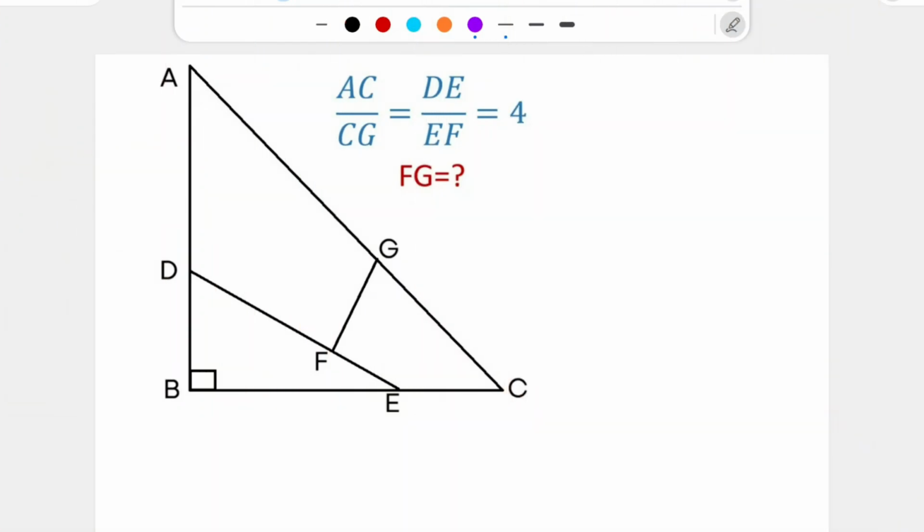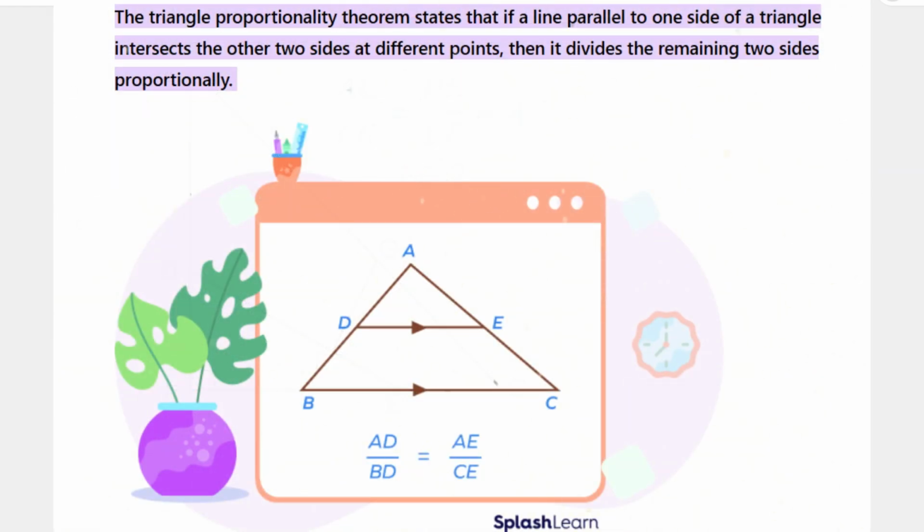We're given the triangle and also the proportion AC over CG is equal to DE over EF. In this sort of problem, when you're given a proportion and a triangle, more often than not, you're dealing with a triangle proportionality theorem problem. What does the theorem state? The theorem states that if a line parallel to one side of a triangle intersects the other two sides at different points, then it divides the remaining two sides proportionally. As you can see in this picture, ABC is a triangle, DE is parallel to BC. As a result of that, AD over BD is equal to AE over CE.